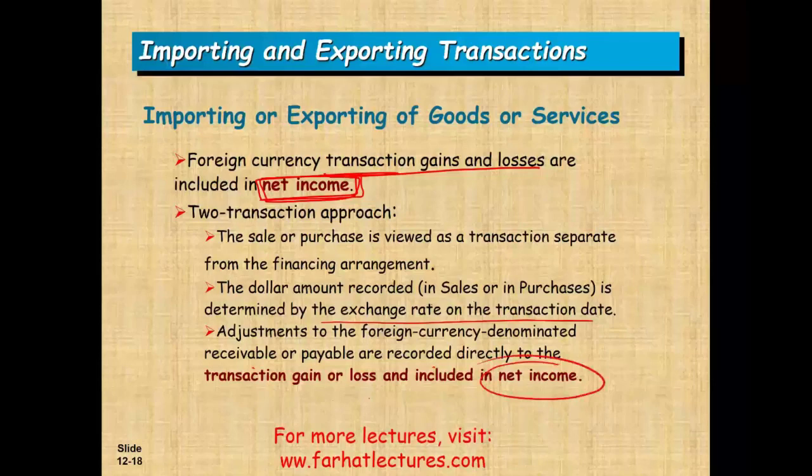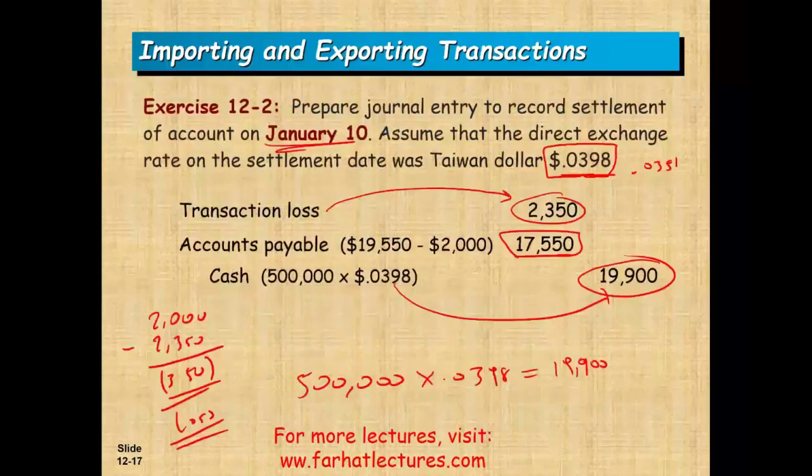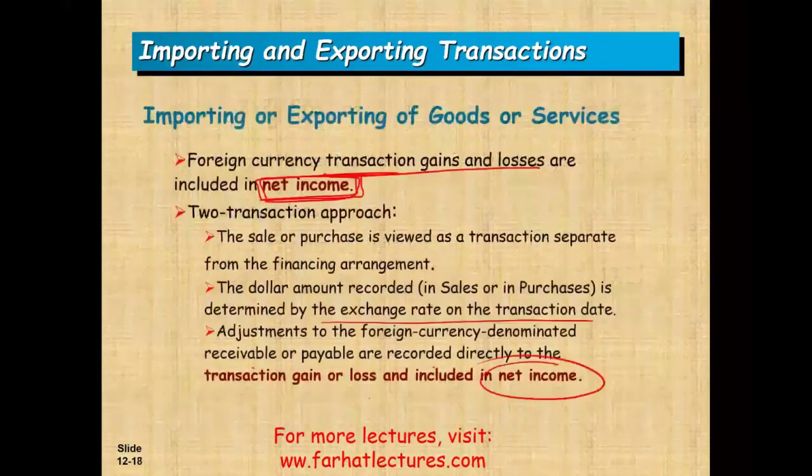Now, why I keep emphasizing this point? Because when we look at translating financial statements, well, we have to know if it goes into net income or OCI, other comprehensive income. So that's why I'm emphasizing this point.